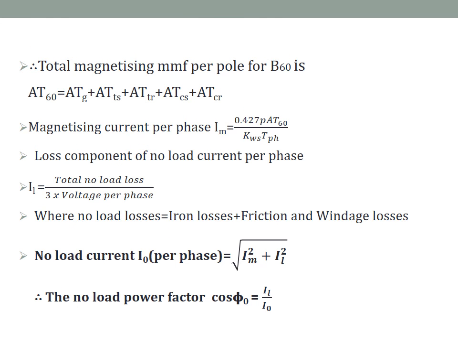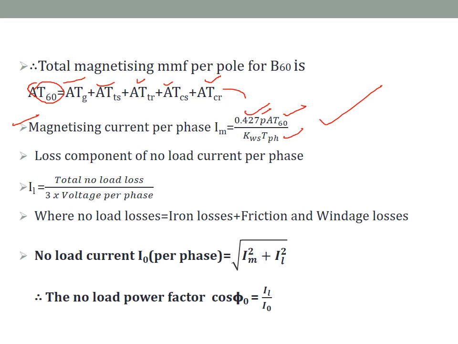Once you find out, ATG, ATTS, ATTR, ATCS and ATCR, add all those things to get AT60. Once you find this AT60, the magnetizing current per phase IM is equal to 0.427 multiplied by the number of poles and AT60, divided by kWs and dph. So you will find the magnetizing current IM.